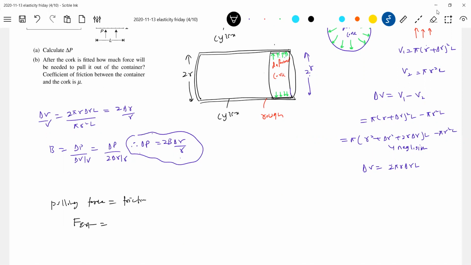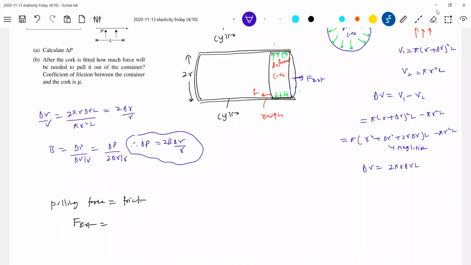The pulling force is the frictional force. Tell me, how do we calculate the frictional force? Where will that frictional force come from? Everywhere along the circumference. I'm just showing one point, and this will be the external force if you want to pull it out. Let's get into this one. So how do we calculate the frictional force?